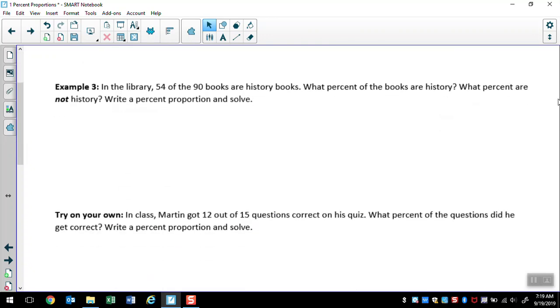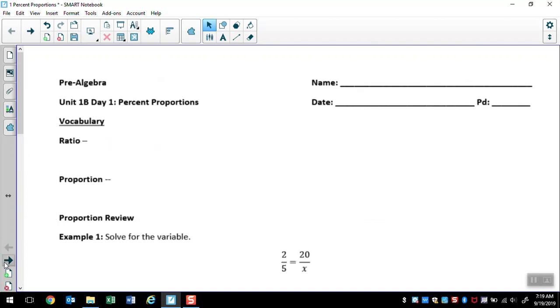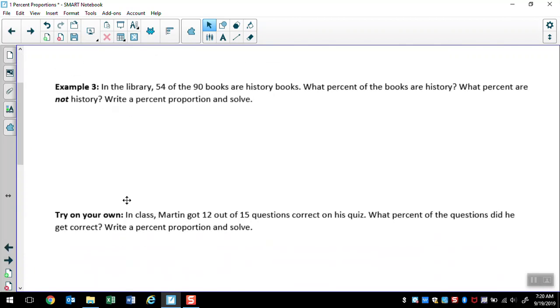All right, now let's look at one that's not necessarily an is over of. Remember, our other way to do this was a part over a whole. So we want to take a look at how that's going to work. We're still dealing with percents, so we're still going to have that 100. So we're still going to have that over 100 piece.